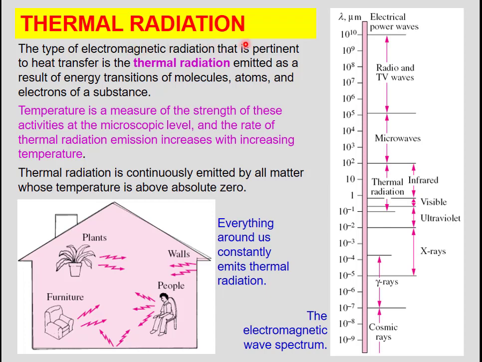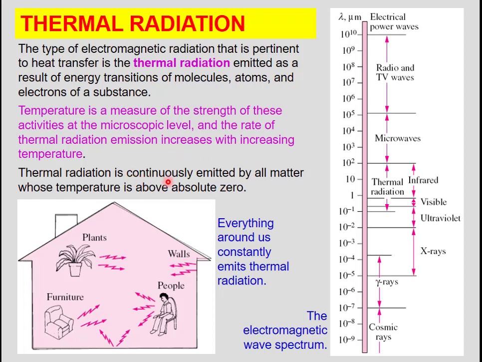The type of electromagnetic radiation that is pertinent to heat transfer is thermal radiation. This part is emitted as a result of energy transitions of molecules, atoms, and electrons of a substance. Temperature is a measure of the strength of these activities at the microscopic level, and the rate of thermal radiation emission increases with increasing temperature.